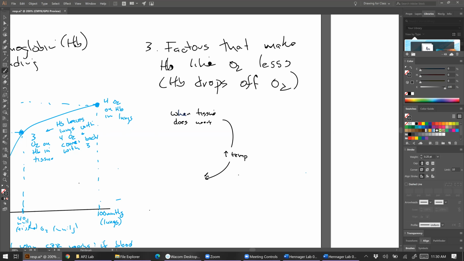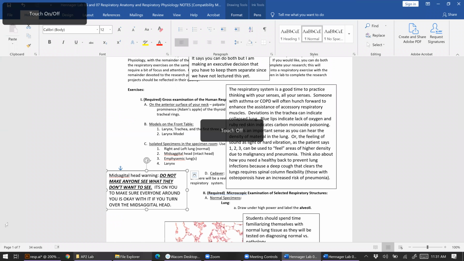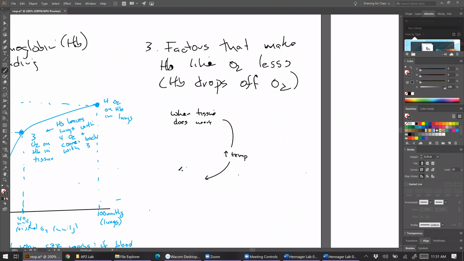So imagine, if you were lifting weights with your bicep, then your bicep is going to be burning ATP, and so it's going to heat up. And so increased temperature makes hemoglobin like oxygen less. I suppose the technical way we would say that is it has a decreased affinity. And so that means hemoglobin drops off oxygen.